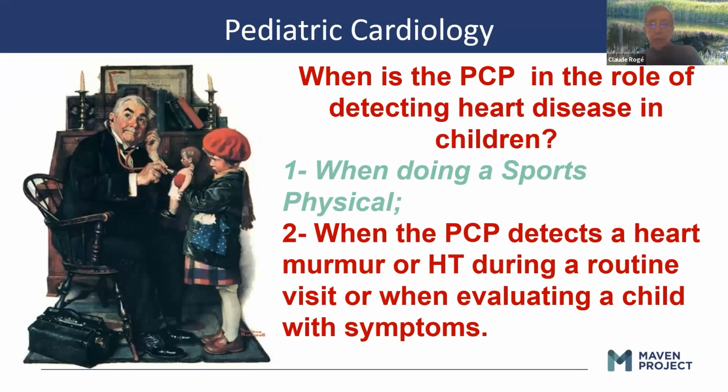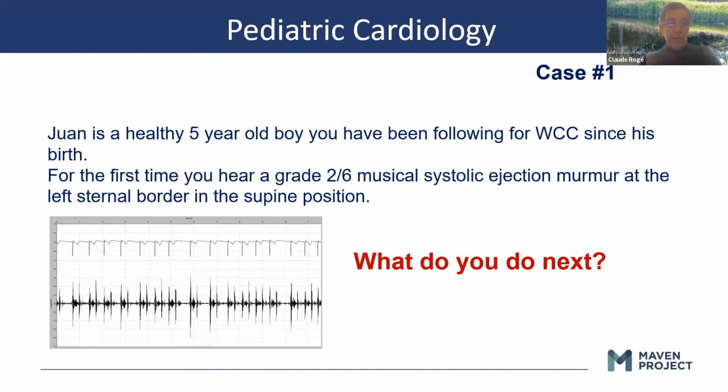Okay, so next we go to what you do when, as a primary care provider, you actually detect a heart murmur or hypertension during a routine visit. So let's go over our first case here. One is a healthy 5-year-old boy, and you have been following him for well child care since his birth. And for the first time, you hear a grade 2/6 musical systolic ejection murmur at the left sternal border in the supine position. So what do you do next?